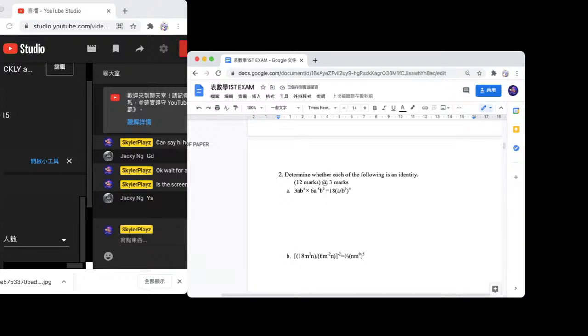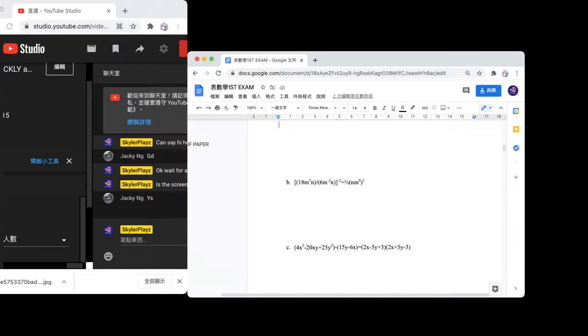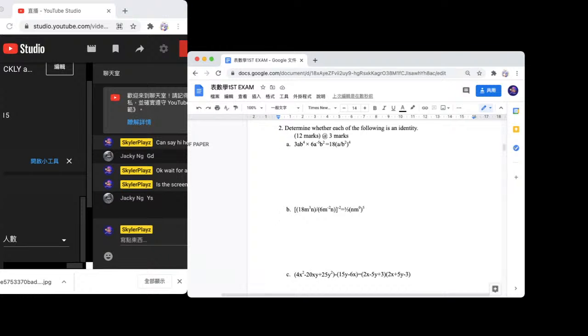In the second part, we need to prove whether this expression is an identity. We only choose 2 questions to do so. First, we do question B. First, we need to copy down, once again, the identity here. And do left hand side first. Left hand side equals to these. A lot of numbers.